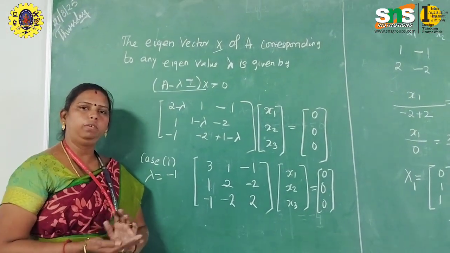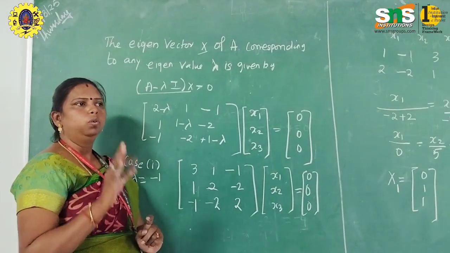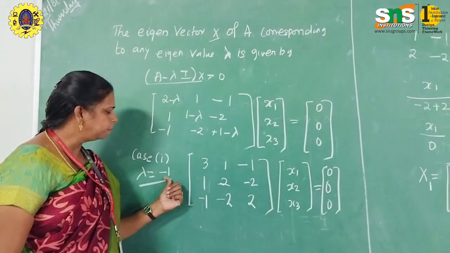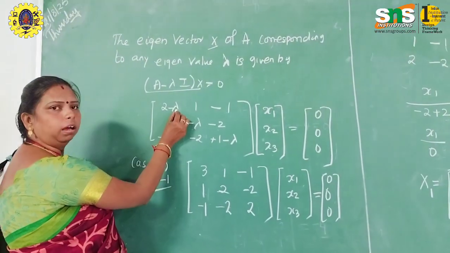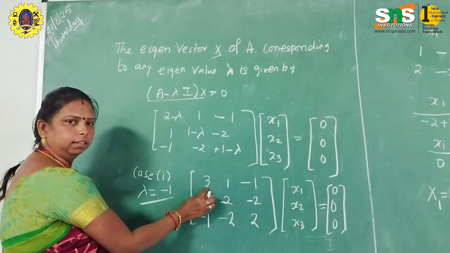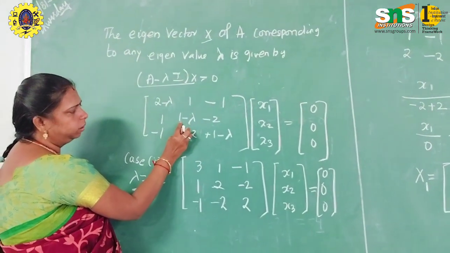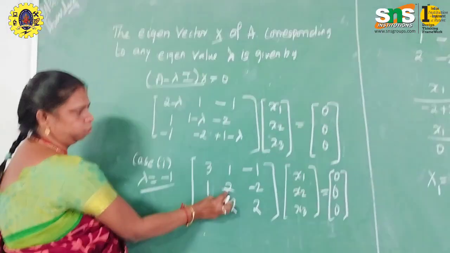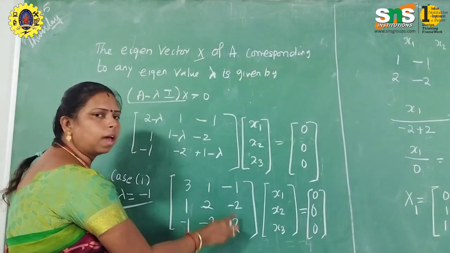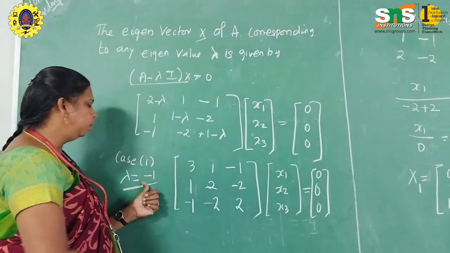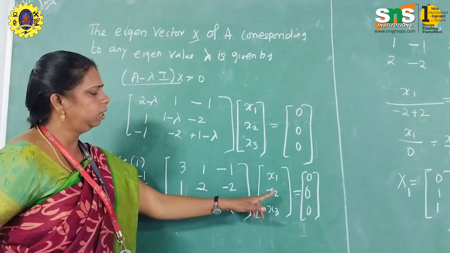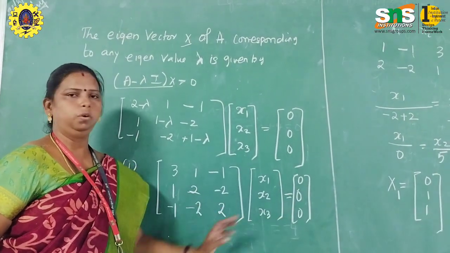So first case, let us take the eigenvalues one by one. How many eigenvalues did we get? We got 3 eigenvalues. I am taking the first eigenvalue as minus 1. You just substitute minus 1 in place of lambda. So 2 minus of minus 1, I will get 3. What about here? 1 minus of minus 1 is 2. So substitute the eigenvalue minus 1 here, and you will get one matrix, and x1, x2, x3 equal to 0, 0, 0.